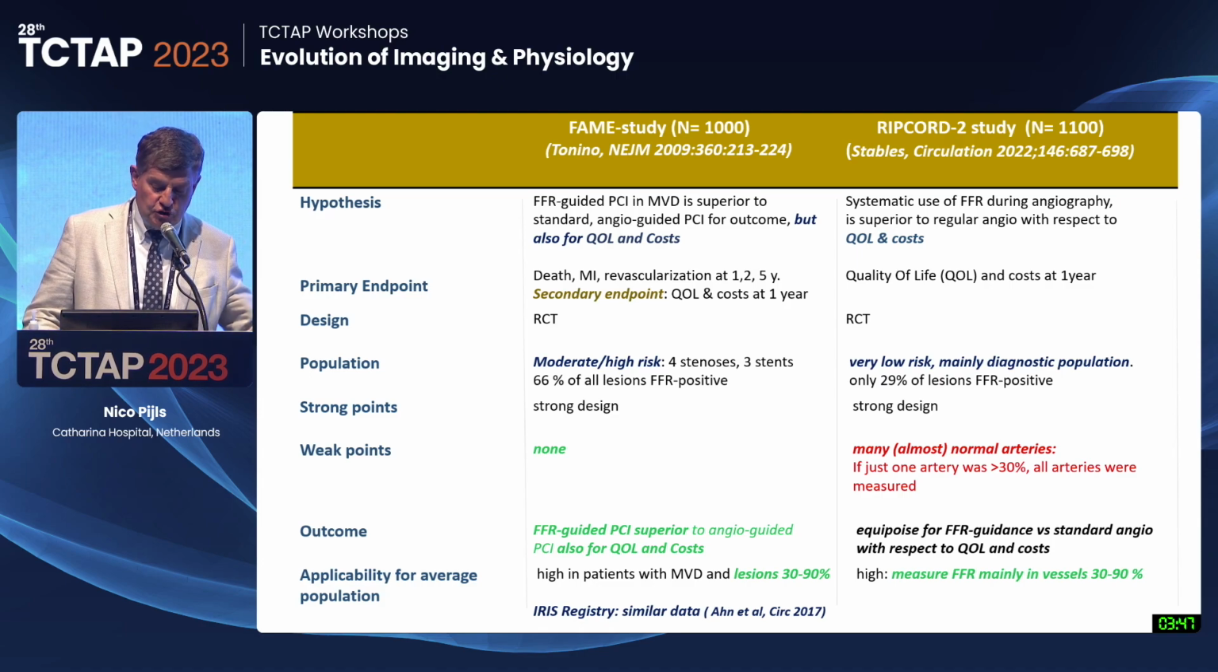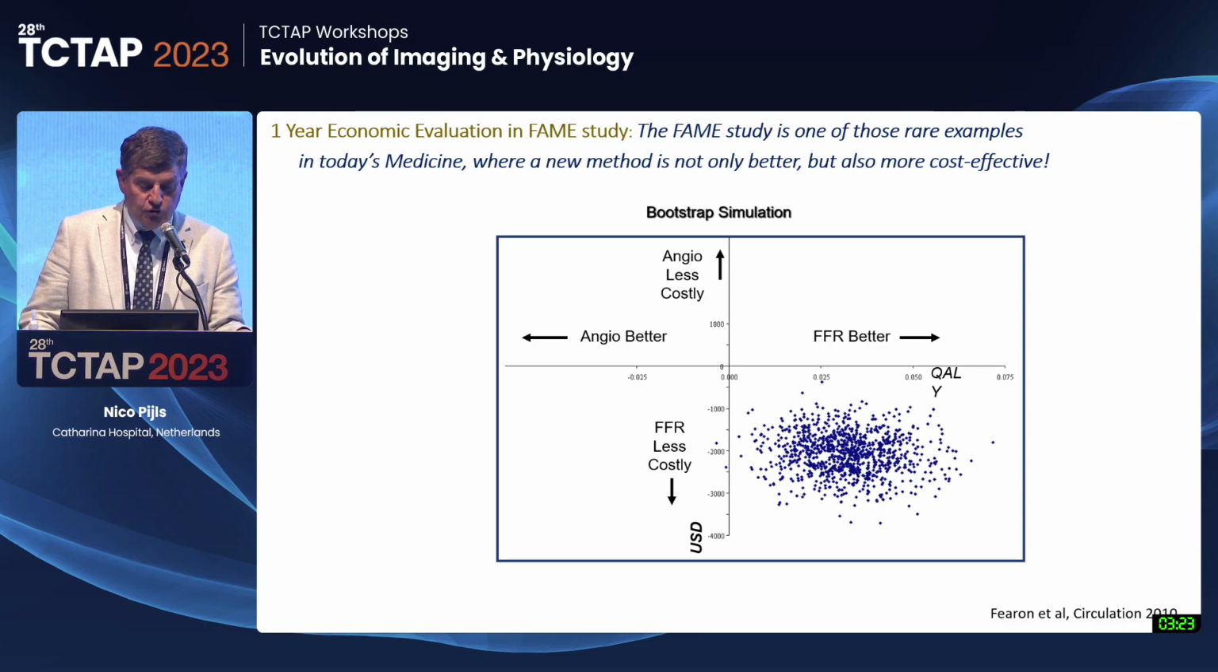And as Bill Fearon just a minute ago already mentioned, you can expect little gain from any diagnostic means or any therapy if you apply it in a healthy artery. The outcome was, in the RIPCORD 2 study, that it was equipoise for FFR guidance versus standard angio guidance with respect to quality of life and costs. In the FAME study, that was completely different. Quality of life was better, and also the economics were better.